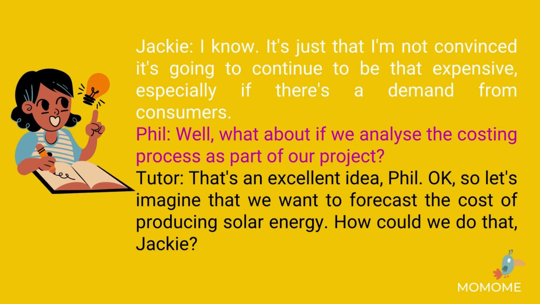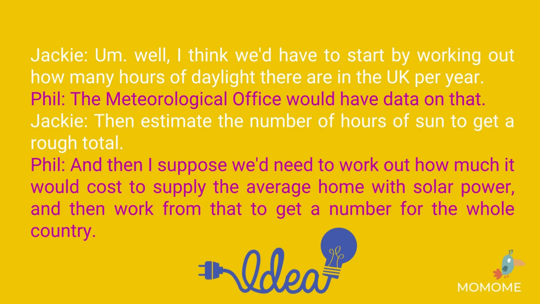OK, so let's imagine that we want to forecast the cost of producing solar energy. How could we do that, Jackie? Well, I think we'd have to start by working out how many hours of daylight there are in the UK per year. The Meteorological Office would have data on that. Then estimate the number of hours of sun to get a rough total. And then, I suppose, we'd need to work out how much it would cost to supply the average home with solar power, and then work from that to get a number for the whole country.